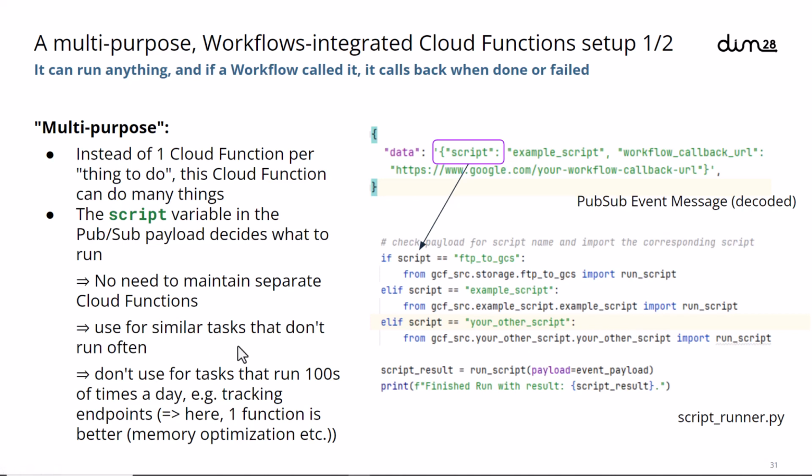So use it for similar tasks that don't run often. Of course, don't use it for tasks that run hundreds of times a day. For example, don't use the multi-purpose Cloud Function for a tracking endpoint where you need really fast response times and memory optimization. You don't want an 8 GB multi-purpose Cloud Function every time somebody calls your tracking endpoint and you just want to store that URL to some log file. For these cases, of course, you need one specific Cloud Function, but for many other things, you can work with these multi-purpose Cloud Functions, and that eases your maintenance a lot.